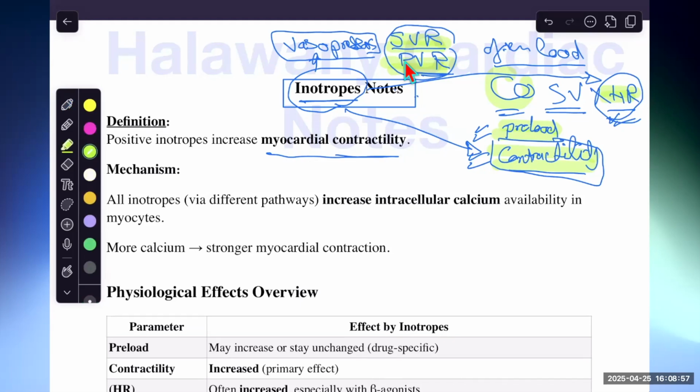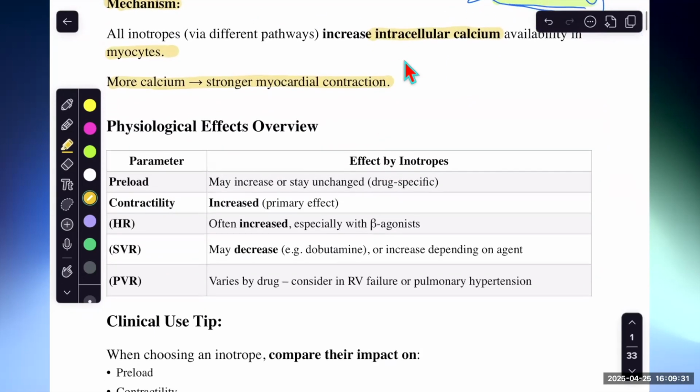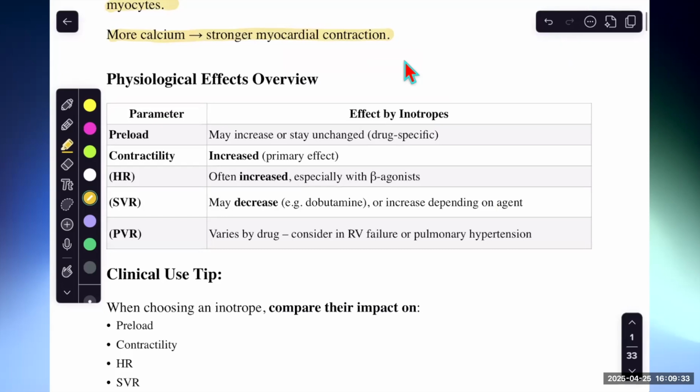Bismillah. So, mechanism of the inotropes. Positive inotropic support means increasing myocardial contractility by increasing the intracellular calcium in the myocyte. More calcium, stronger contraction. Very simple, very straightforward. Okay, the mechanism is different, and we will see later what the different mechanisms are. But this is more related to pharmacology and to physiology, so I will not expand upon it a lot, but I will just give you an idea to understand the difference between each type.